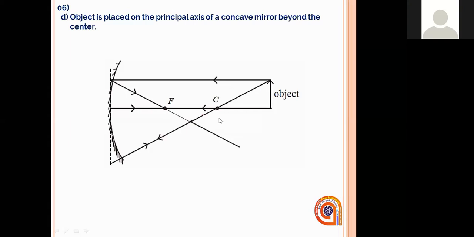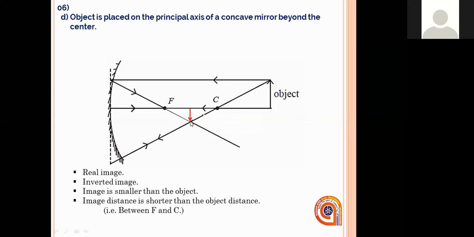So you see there now, both these reflected rays, the first reflected ray here and the second reflected ray, both of them have met at this point. So this is the point where the image will be formed, and this image is a real image and an inverted image, and it is smaller than the object and the image distance is shorter than the object distance too. Accordingly, characteristics are real image, inverted image, image is smaller than the object, image distance is shorter than the object distance, and it is between F and C. So these are the characteristics of the image formed.